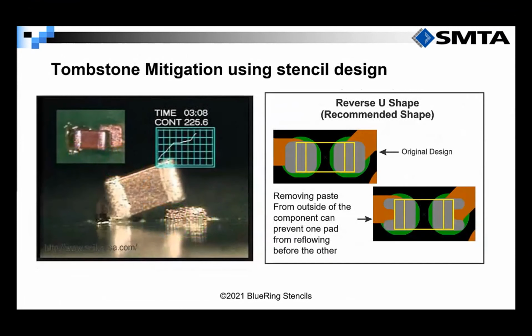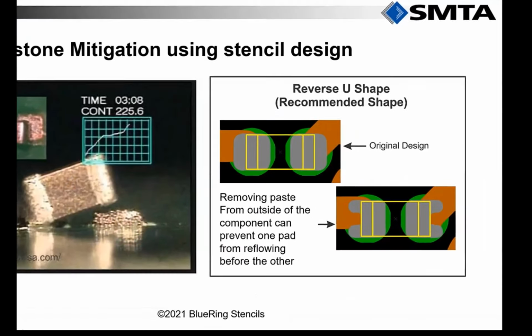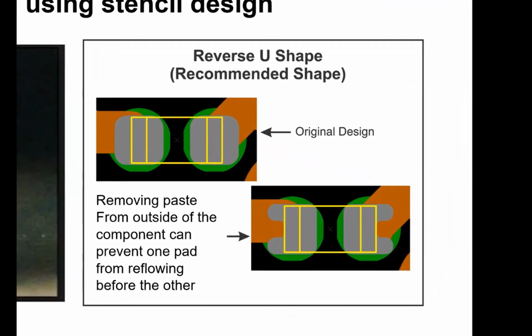I want to spend a minute talking about tombstones. Typically, we've seen removing paste from the toe or the outside of the 2-pin part land pads reduces or eliminates this defect. One way to do this is with the rotated U shape, as shown in this image.